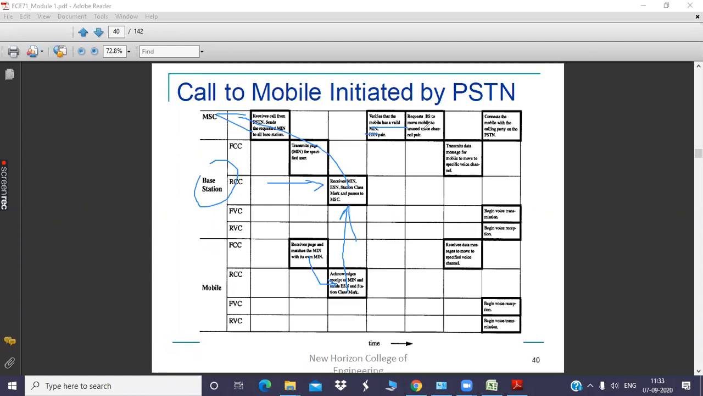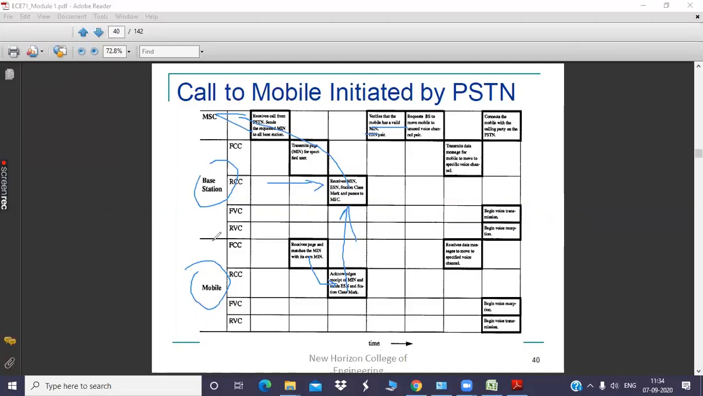After allocating the voice channels, only then will this mobile user be able to start the conversation. So till now, which channels are we making use of? Only control channels. We have not touched the voice channels at all. Once the base station gets the acknowledgement from the mobile user, it will forward the same acknowledgement to the MSC, so that the MSC will be able to verify the validity, the authenticity, of that MIN.